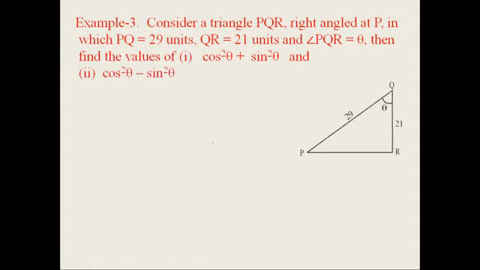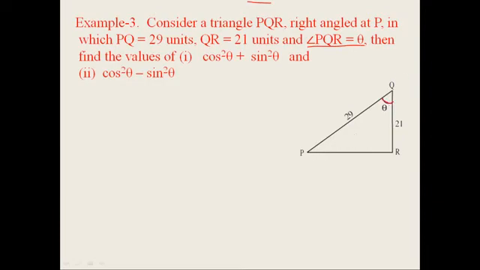Before going to write the solution, we have to draw a diagram according to the question. So given triangle PQR, in this P is an acute angle and Q is also an acute angle. So theta is at Q. Here given angle PQR is equal to theta, that's why we are taking theta at the place of Q.